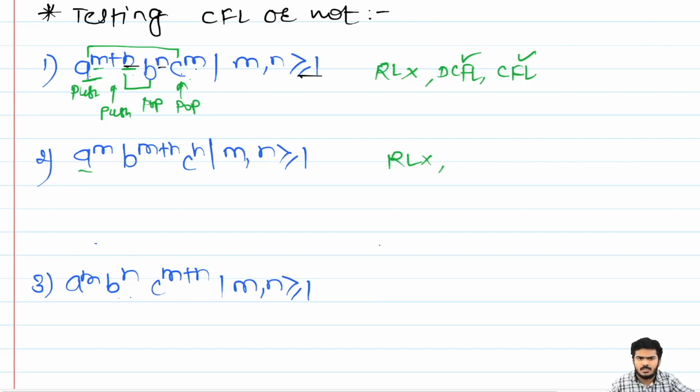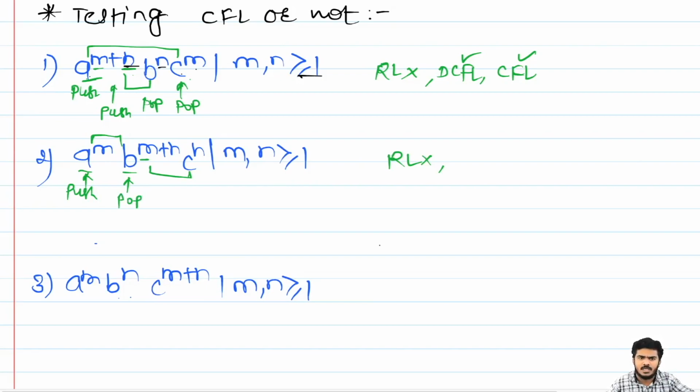So a raised to m power and b raised to power m should be compared. Okay, we can compare that. Similarly, b raised to power n and c raised to power n we can compare. Okay, so whenever a comes, we will push those a's into the stack, and whenever b occurs, that is b raised to power m, we will pop those a's using these b's.